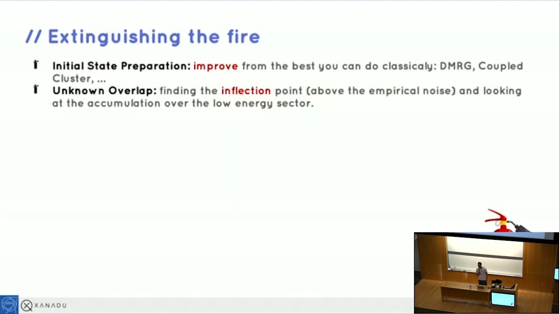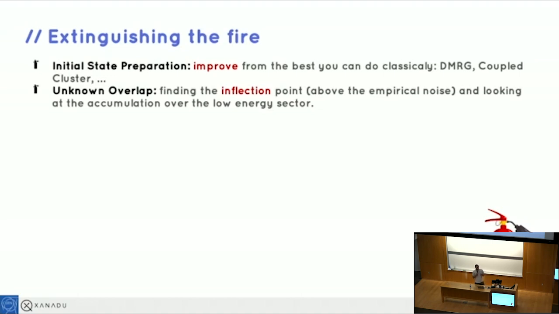The overlap, I think here, the way we are trying to think about this algorithm is a bit different from what was originally proposed. So instead of trying to find the ground state exactly, we are trying to find the inflection point of the CDF, the point where you can be confident with some probability that you're above zero.